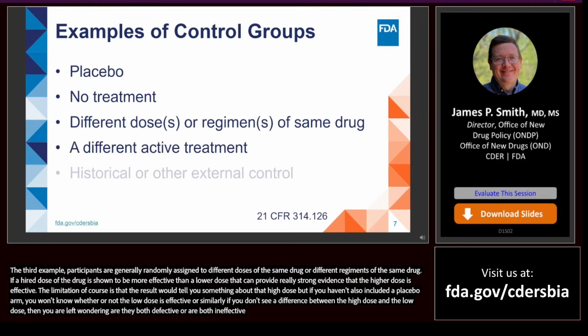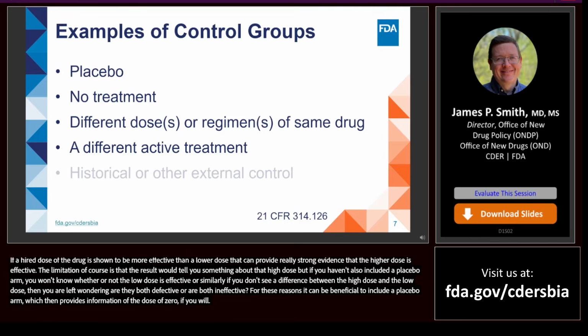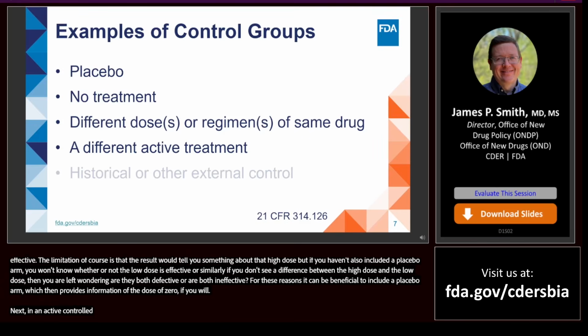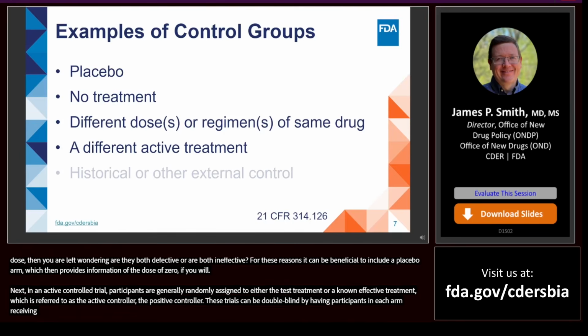Next, in an active control trial, participants are generally randomly assigned to either the test treatment or a known effective treatment, which is referred to as the active control or the positive control. These trials can be double-blind by having participants in each arm receive not only their assigned treatment, but also a placebo version of the other arm's treatment, and that's referred to as a double dummy technique. So blinding in these trials is not always possible, though, because of some combination of either the number of interventions or different regimens or different routes of administration and so on.